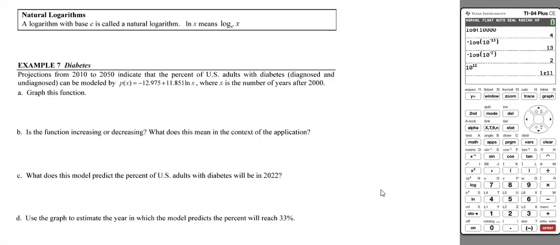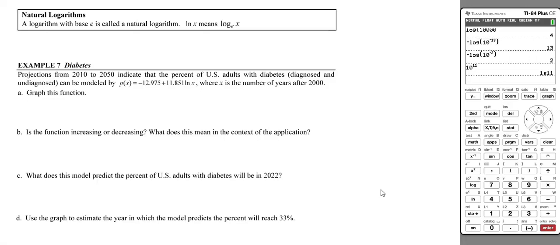Example 7 is diabetes projections from 2010 to 2050 indicate that the percent of U.S. adults with diabetes, diagnosed and undiagnosed, can be modeled by P of x equals negative 12.975 plus 11.851 natural log of x, where x is the number of years after 2000.